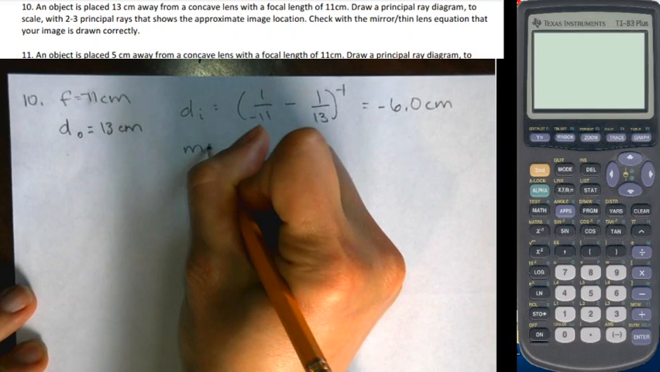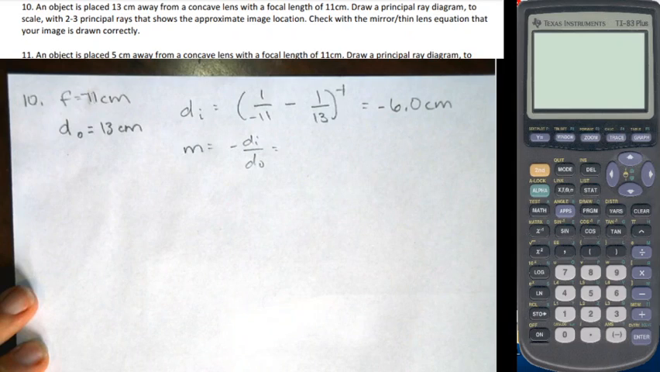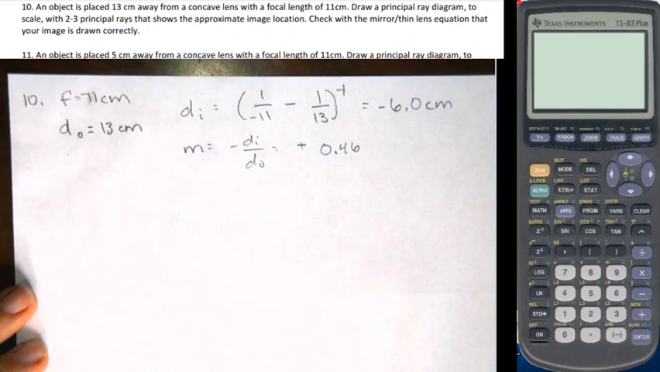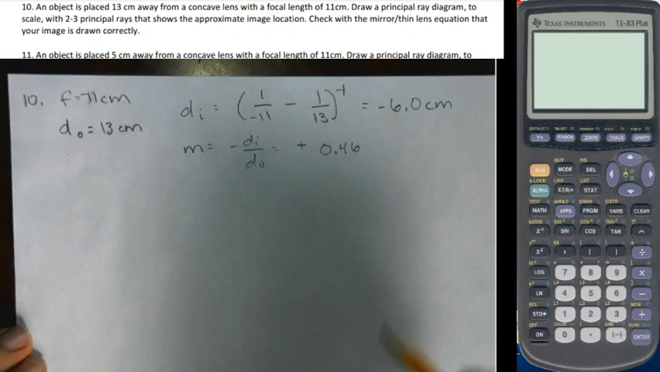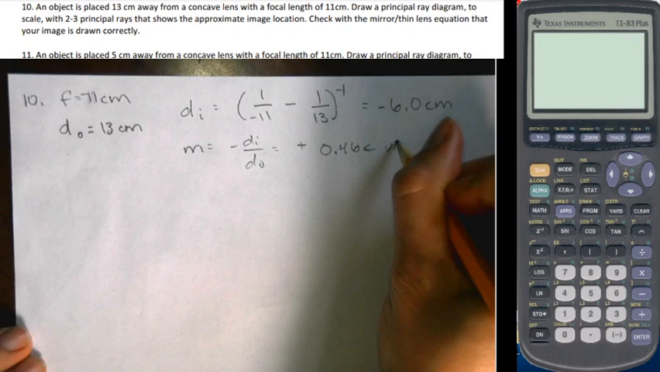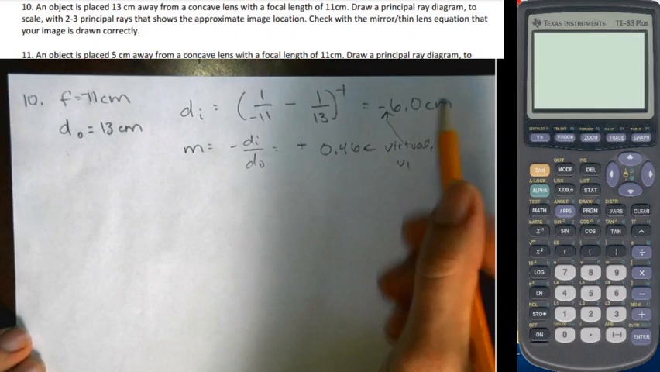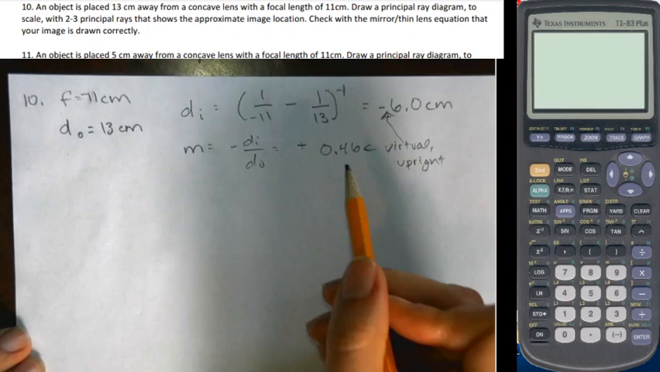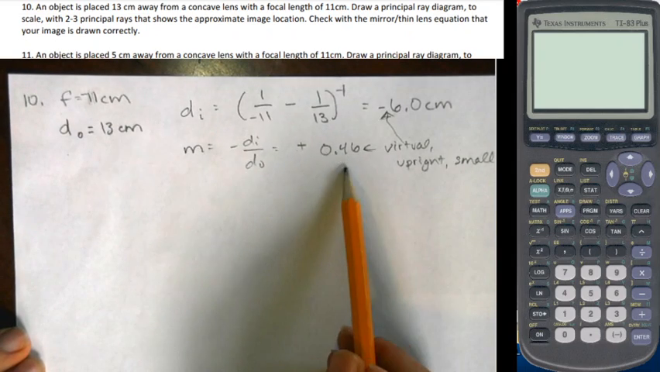And the magnification is negative di over do. And that magnification is positive 0.46. So let's draw our ray diagram again. So this is going to be a virtual, upright image. It's virtual because the image distance is negative. It's upright because the magnification is positive, and smaller because the magnification is less than 1.